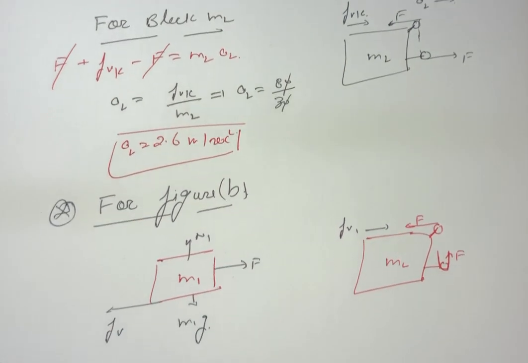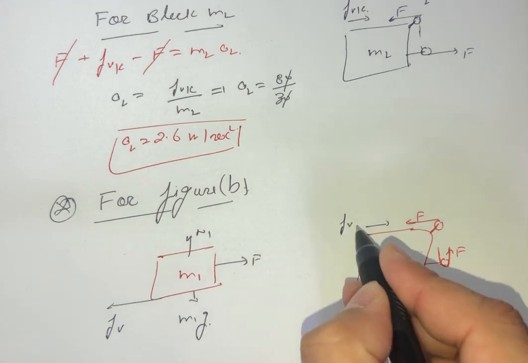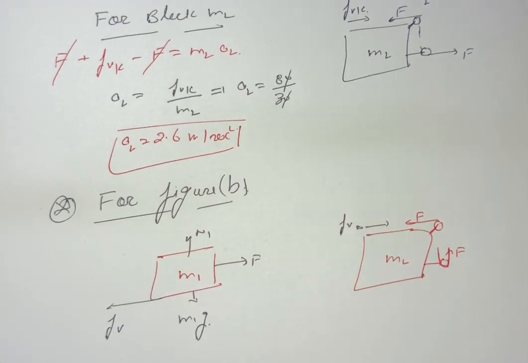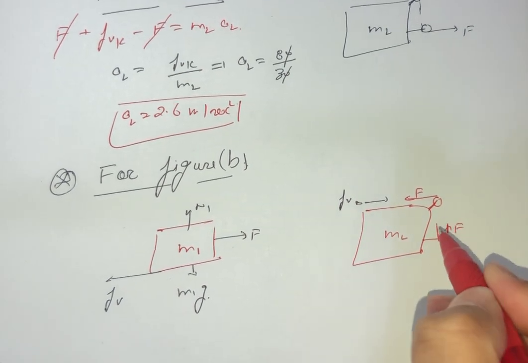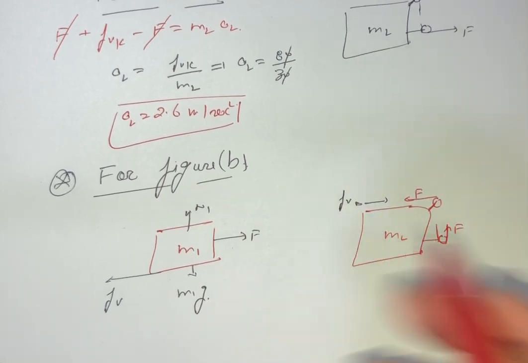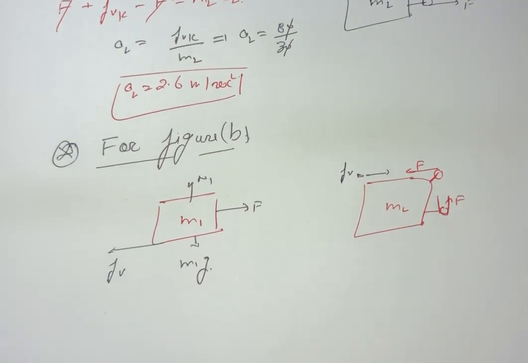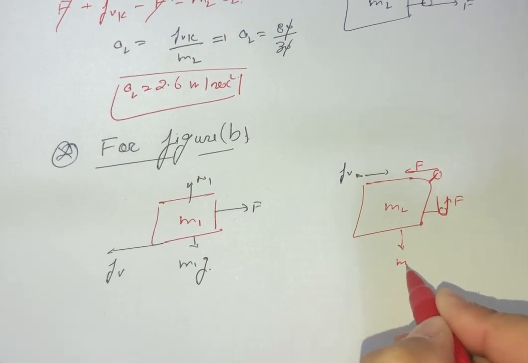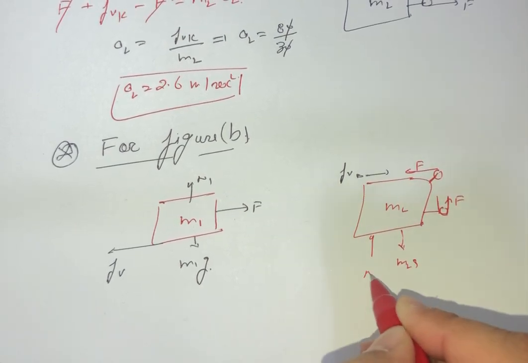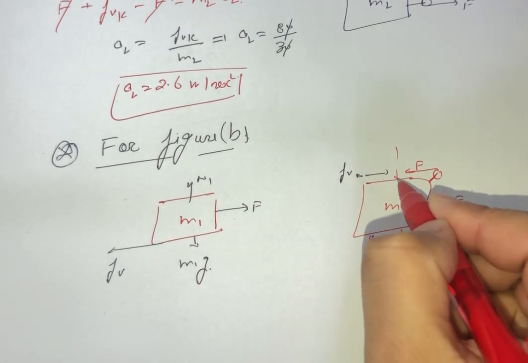Fr, not Fr1. Because we are only interested in horizontal forces, not much of the other things will matter. We can also elaborate on this. There will be M2g, there will be normal N2, and here will be normal N1.